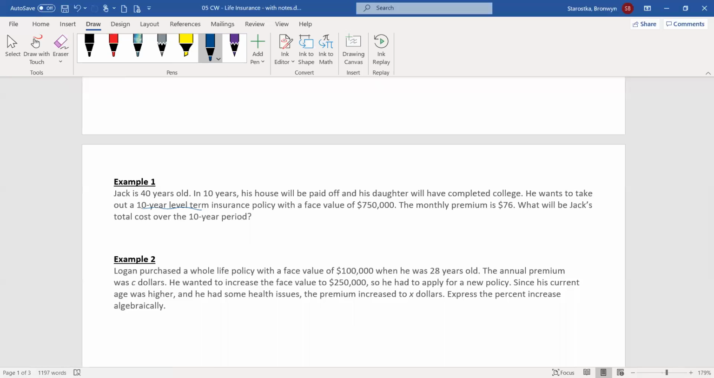Well, you pay per month. So 10 years, 12 months per year, $76 per month. Over those 10 years, it's going to cost Jack $9,120. If within any period of that 10 years he dies, his daughter gets $750,000. But after 10 years, if he's still alive, then the policy just goes away.